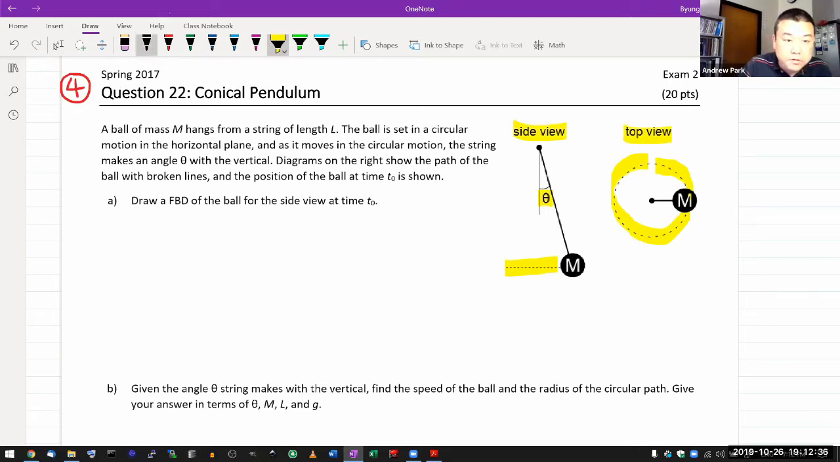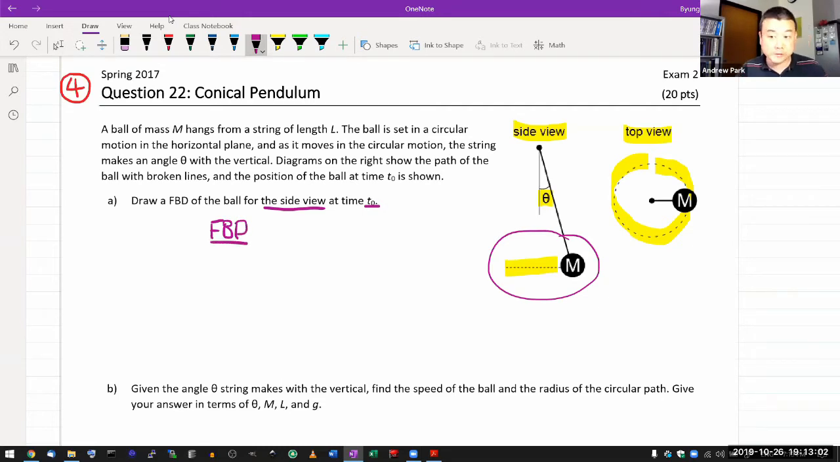All right, so the question says, draw a free body diagram of the ball for the side view at time t0. So the question fixes me at this snapshot. I could draw the free body diagram on this diagram, but I prefer to draw it separately, because it's your analytical tool. You're going to be making a lot of notations. It really works out nicely when you have a nice big diagram where you can apply the standard strategy.